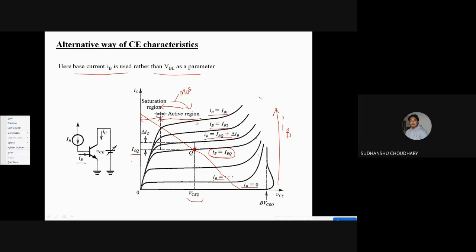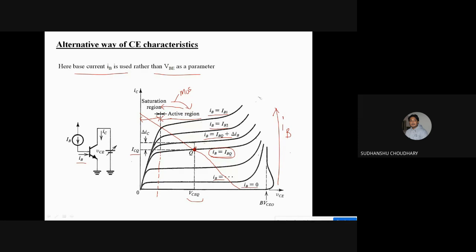So MOSFET current had saturated in this region, but BJT's current saturates in this region. That is, maximum collector current flows in the saturation region. That is this region, right? So one has to bias obviously this transistor in this region, and now we are ready to amplify or use this circuit for amplification purpose.